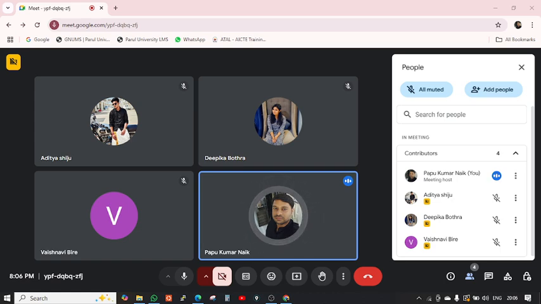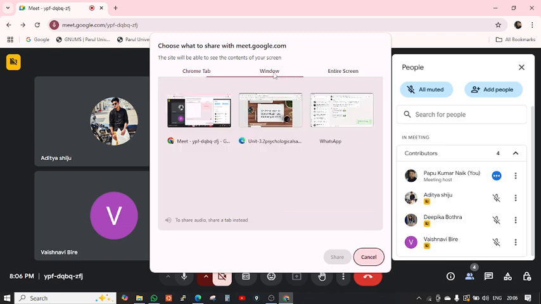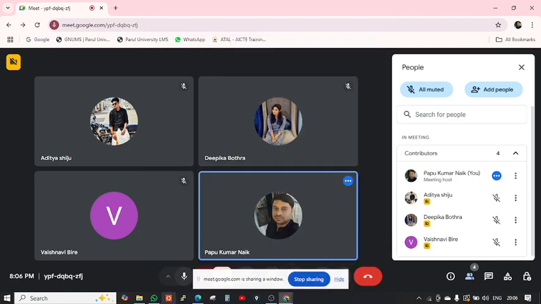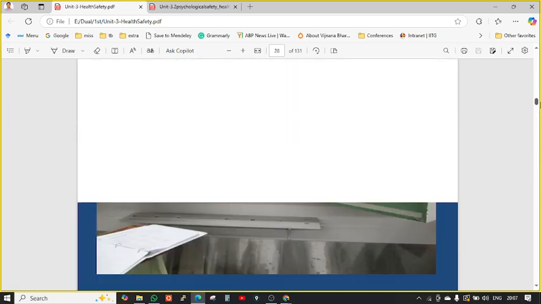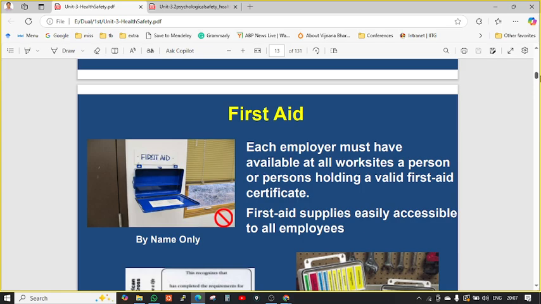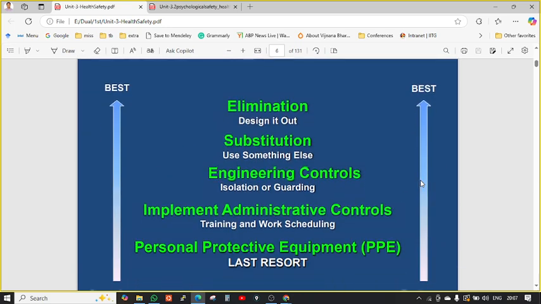So just to remind you of yesterday's class, what are the five elements of safety? Who can say? There are five elements of safety. Is my screen visible to all of you? It is visible. Okay. So what are the five elements of safety? This is an important question. These are the five elements.